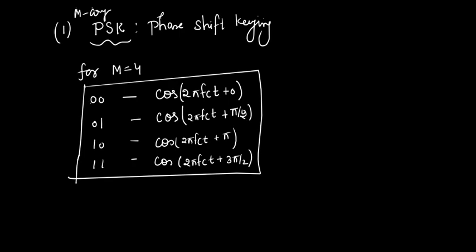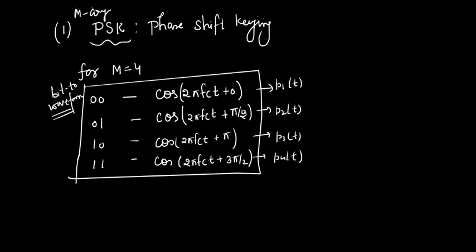So, if this is my bit to waveform mapping, can you make a constellation point from this? This is your P1T, this is your P2T, this is your P3T and this is your P4T. You have seen that all the information is only in the phase, therefore you call it phase shift keying. Now the thing is clear.